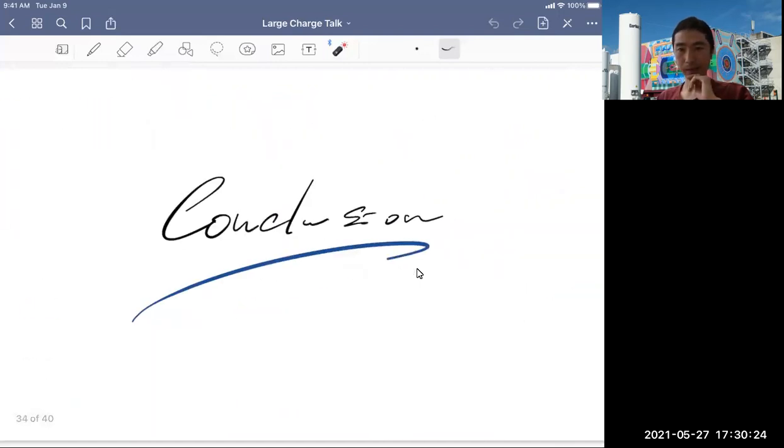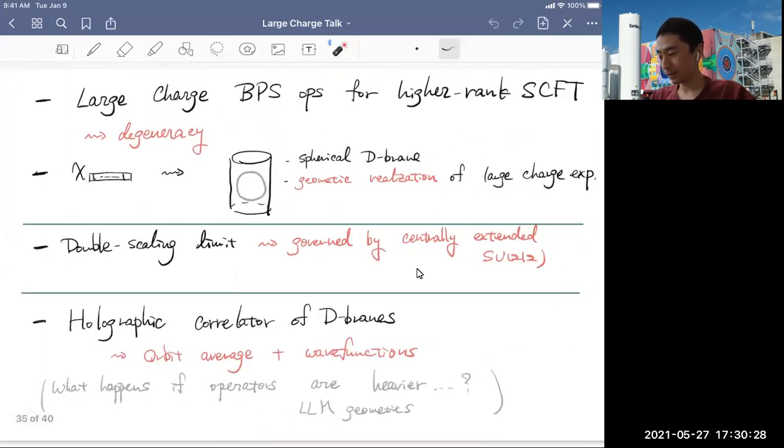So, conclusion. Today I discussed three topics. The first topic is about large charge BPS operators for higher rank superconformal field theory. In particular, I pointed out the importance of the degeneracy of BPS operators and the relation to the Higgsing patterns. Furthermore, I discussed that in the large N limit, if you consider this operator, it is going to be due to a spherical D-brane. And that gives you some kind of holographic version of the large charge EFT.